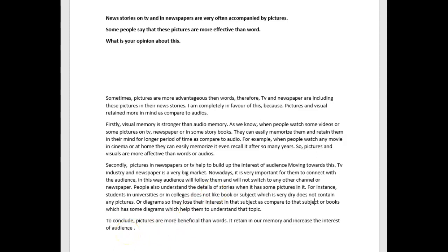All right, so to conclude, pictures are more beneficial than words. It remains, or rather not it, but they, because you said pictures. So they remain in our memory and increase the interest of the audience. All right, I would have liked an extra sentence here, just one more, because I'm not really a huge fan of paragraphs that are just one sentence. In fact, you shouldn't have a paragraph that's just one sentence. So we want at least one more here.